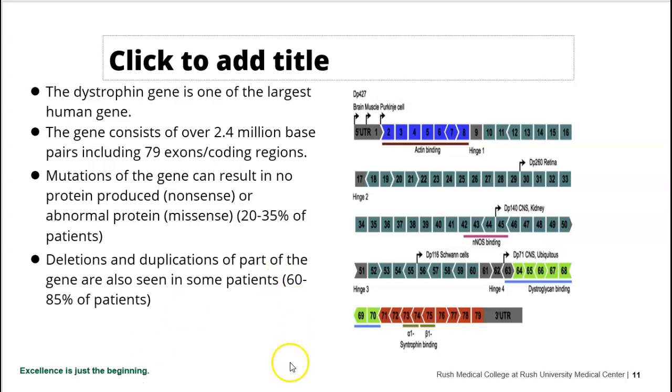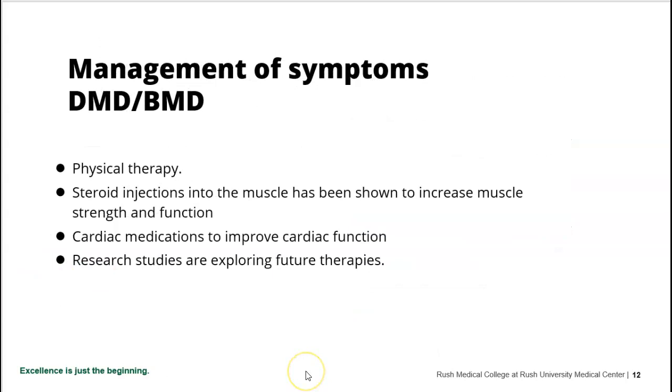And so this is just a representation of the 79 exons. But the interesting thing is exon 51 is one of the most important ones. I'm not sure why, I just know that it is.